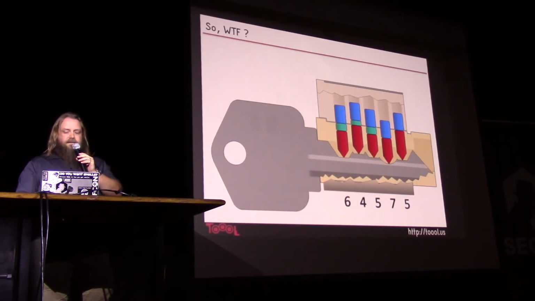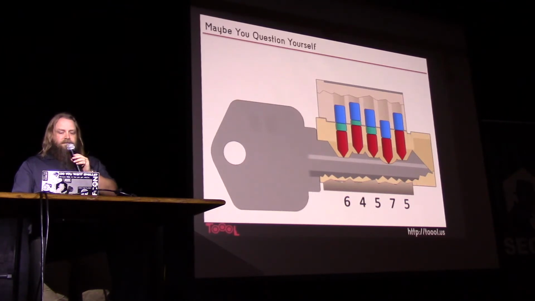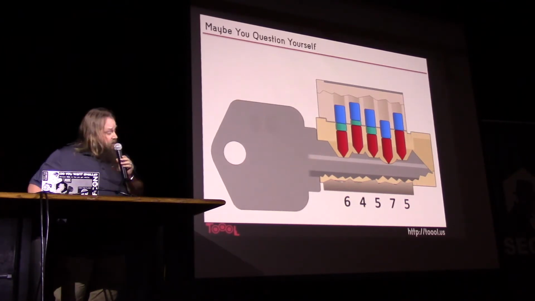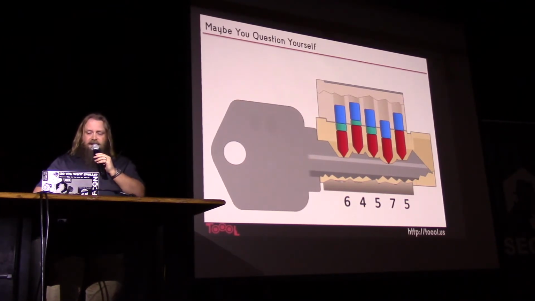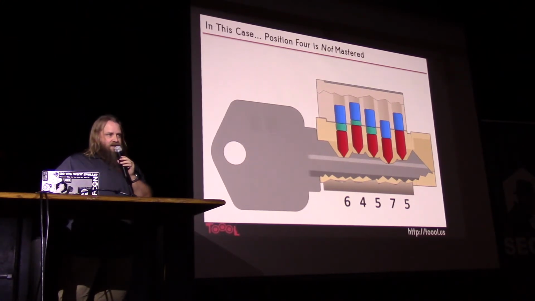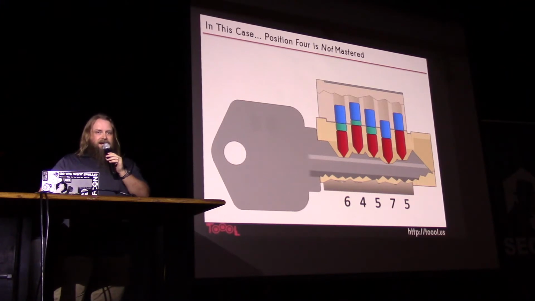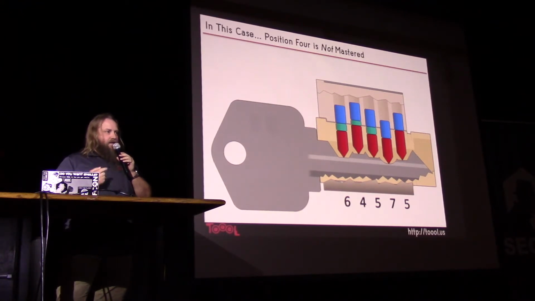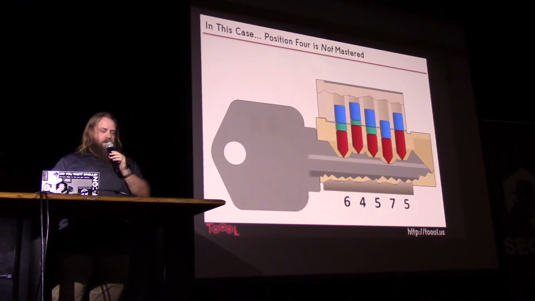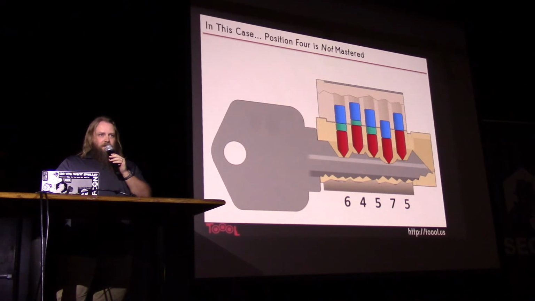Okay, so question. You might be questioning yourself, but in this case, position number 4 for this lock is not mastered. So what that might mean is that our change key is at the exact same depth as the master key for this one chamber. That's still fine. Don't panic if you don't find a master pin in a chamber.